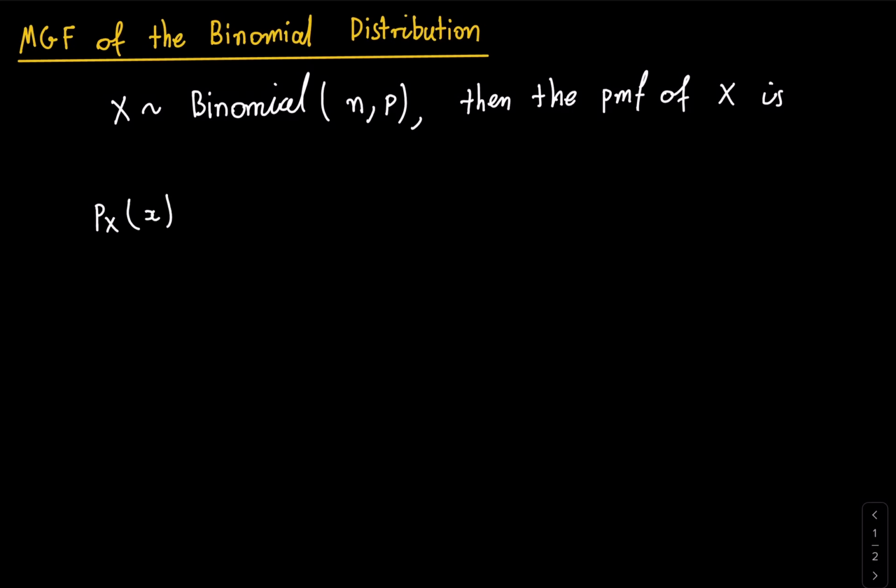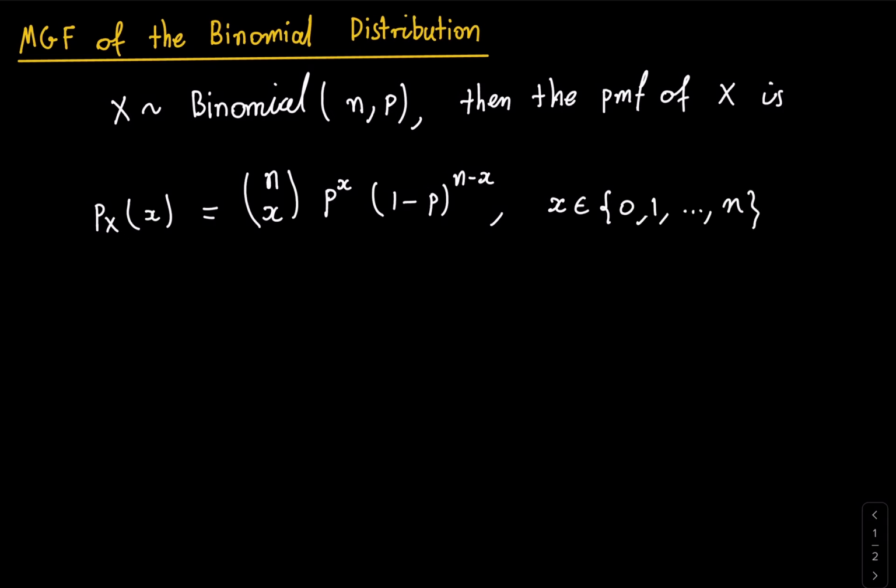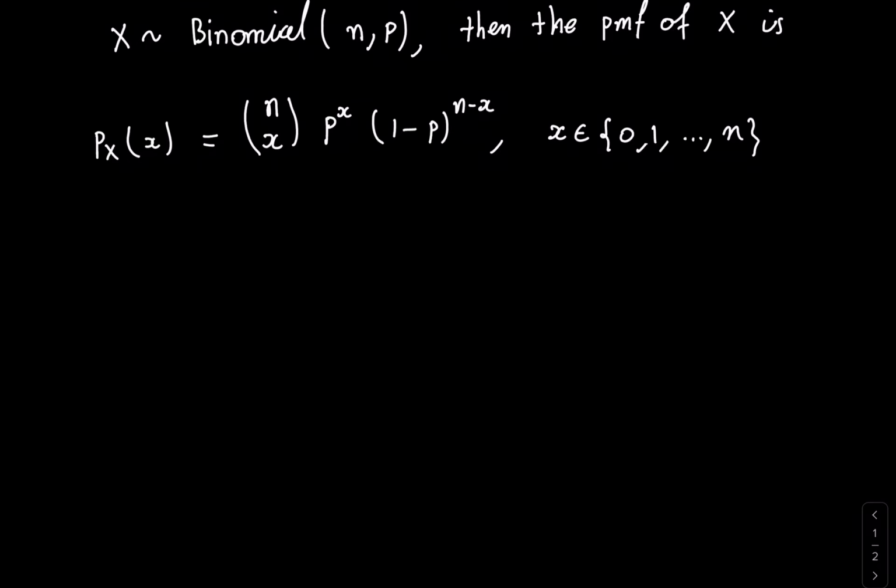P_X of x is equal to n choose x, p to the power of x, 1 minus p to the power of n minus x. And recall that this expression is valid for the following sample space of x: 0, 1, and so on, all the way up until n successes. So, using this expression, we can now derive the moment generating function, or the MGF.